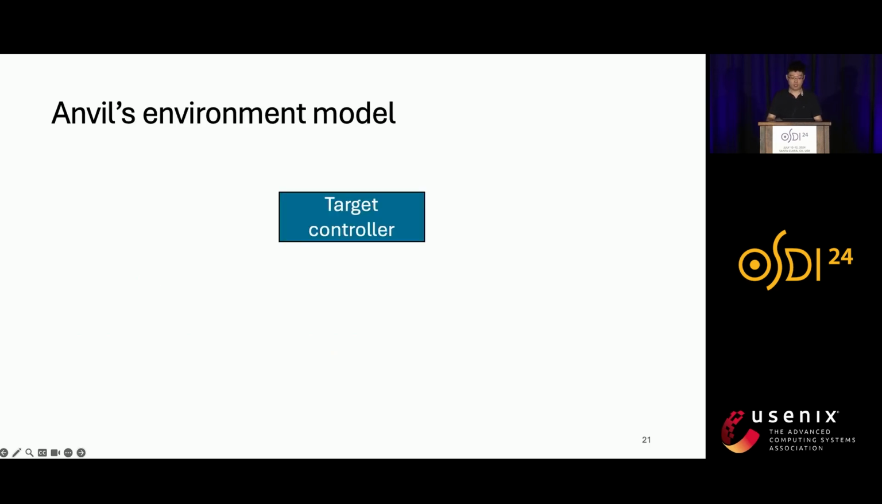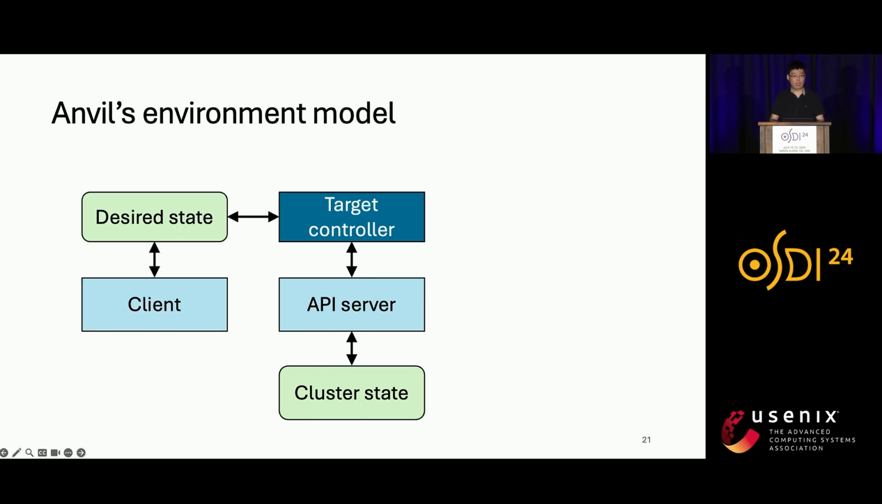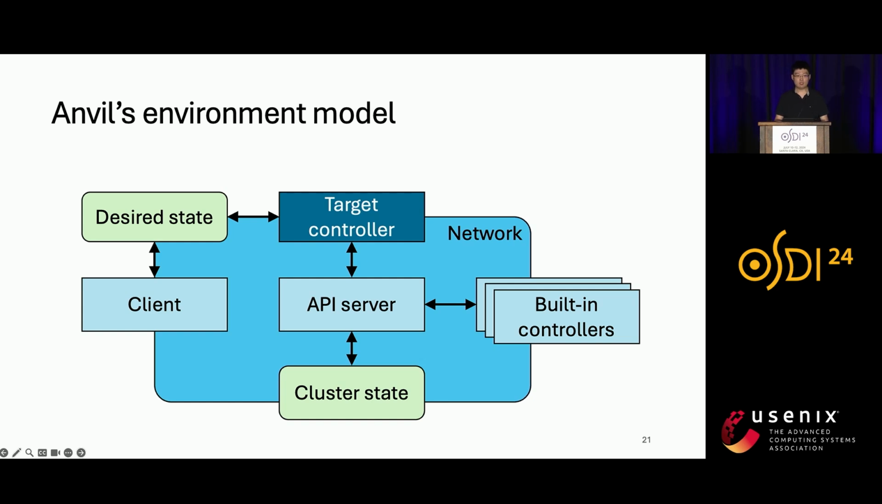Anvil's environment model basically describes the important system components that the target controller needs to interact with, to help developers reason about the interaction. This includes a set of API servers that expose the cluster state to the target controller and interact with the target controller for reading or updating the cluster state. A client that may update the desired state to anything at any point. A set of built-in controllers that share the same cluster state with the target controller. And an asynchronous network that connects all those components together.